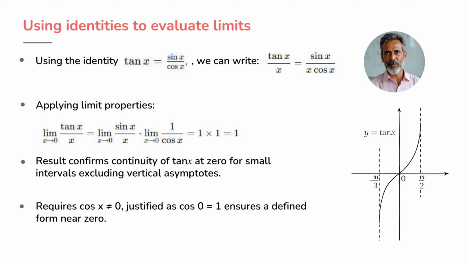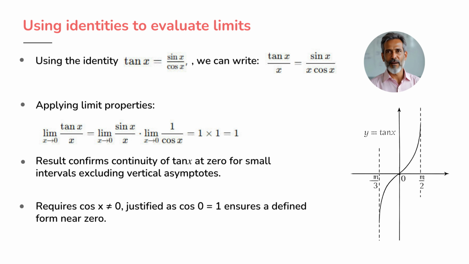Now, as x approaches 0, the limit of sine x over x is 1. We already saw that. Also, the limit of 1 over cosine x becomes 1, since cosine 0 is 1. Multiplying these limits together, 1 times 1 equals 1. So the limit of tangent x over x as x tends to 0 is also 1. This confirms the continuity of tangent function near 0.